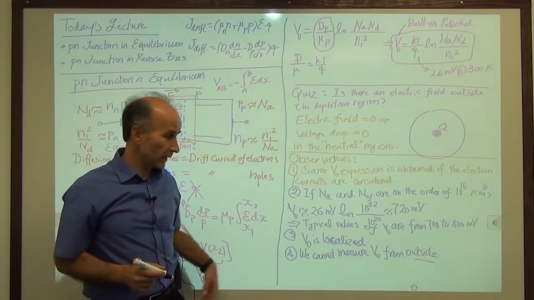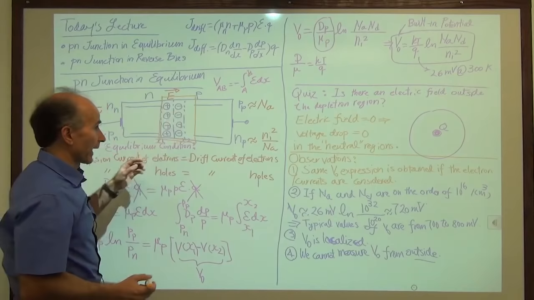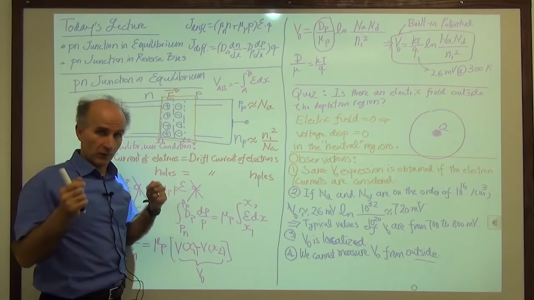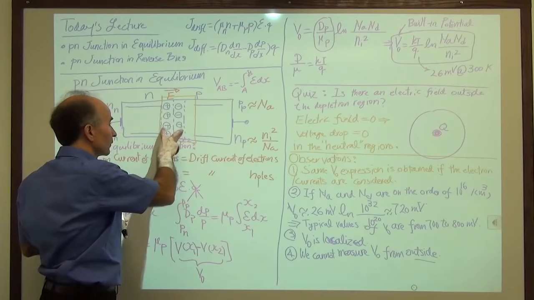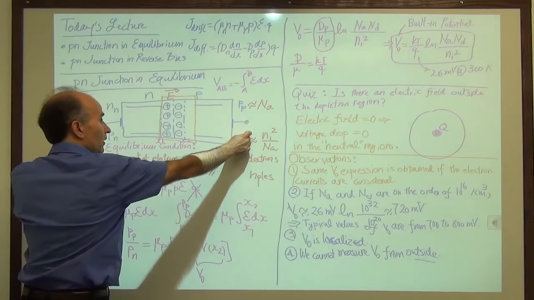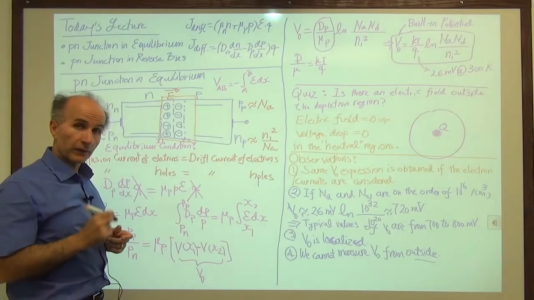But by this we mean, if we take this junction after it has reached equilibrium and connect a voltmeter between these two terminals, we do not see anything. We see zero. Why is it that this voltage of 700 to 800 millivolts does not reach our voltmeter when it's connected to the two terminals? There's a very interesting reason for that.